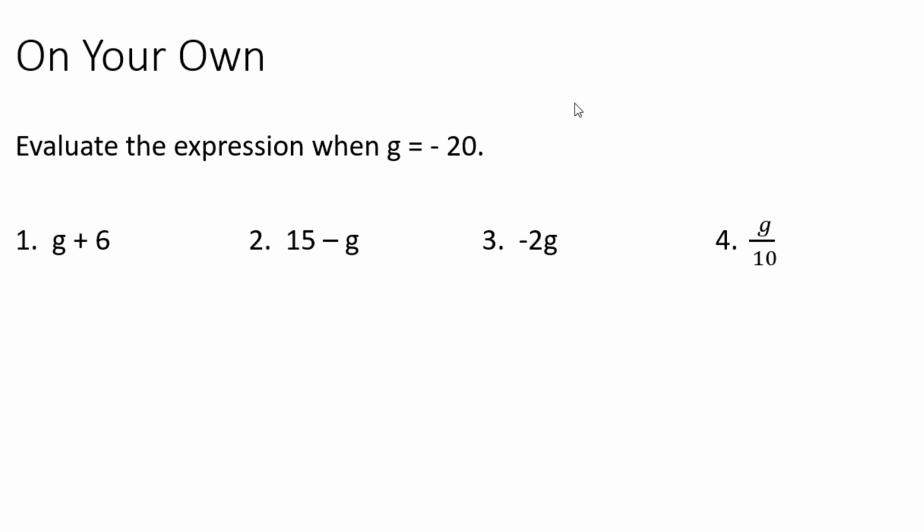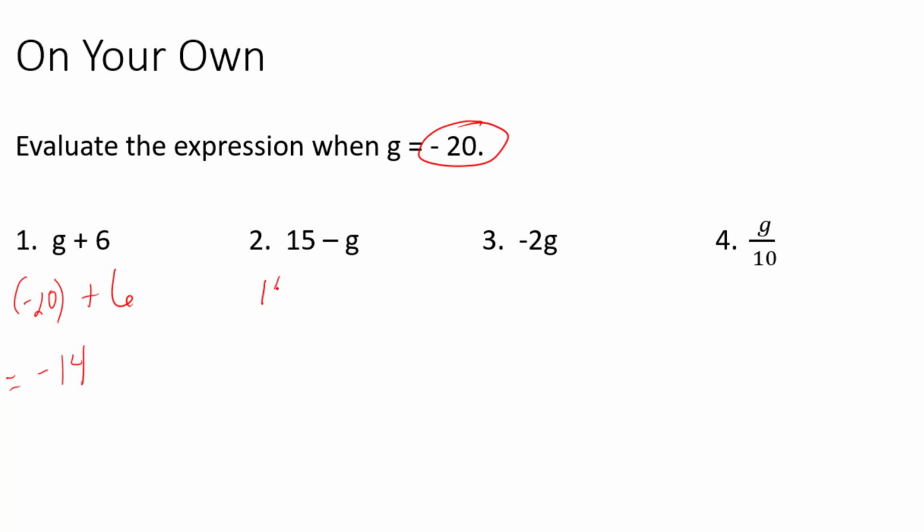Okay, now try these problems on your own and we'll do them together. I'll pause the video. Okay, let's begin. Okay, so g plus 6, and the value for g is negative 20. So substitute negative 20. Negative 20 plus 6, there are more negatives, so it's negative 14.